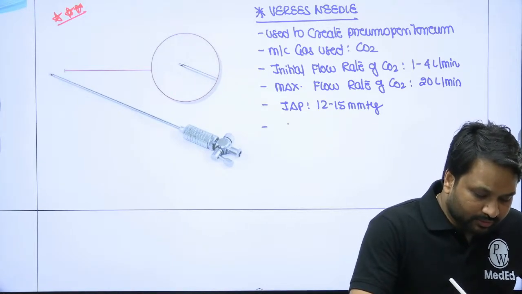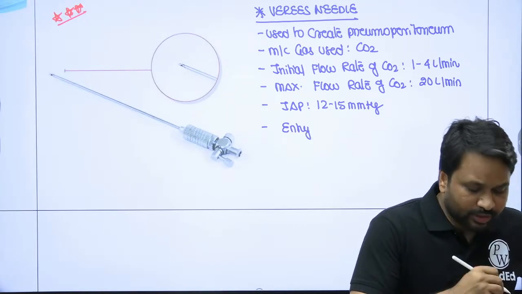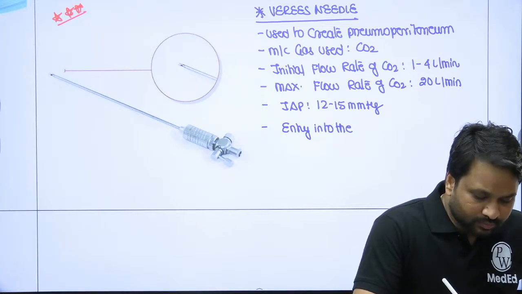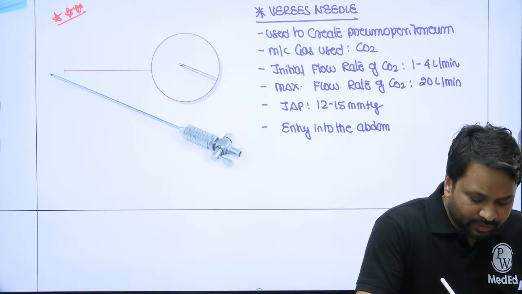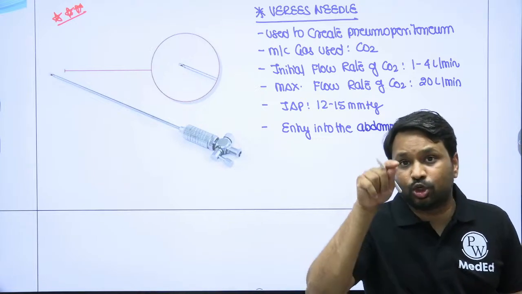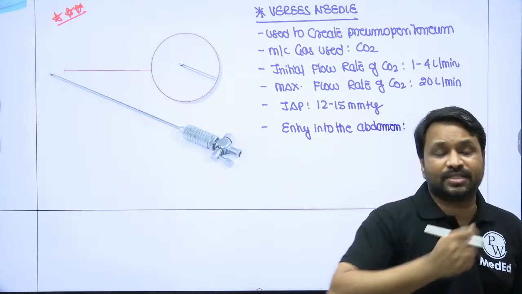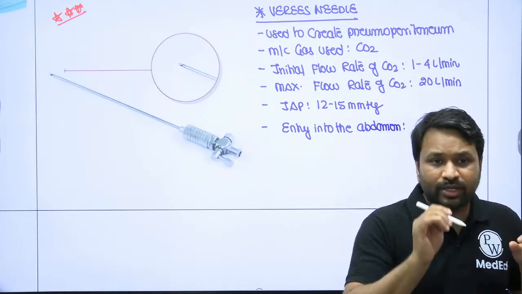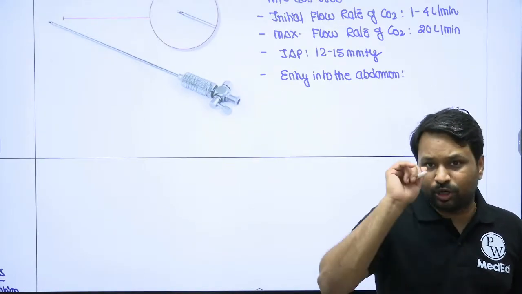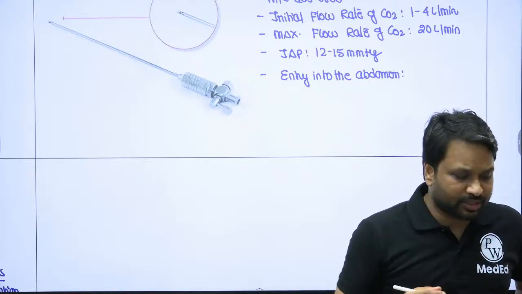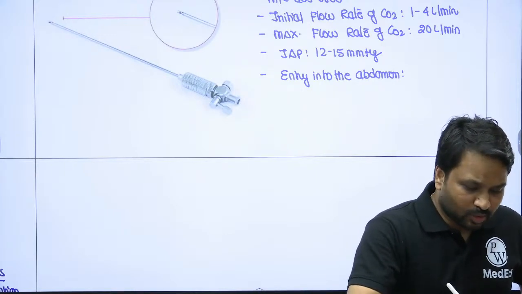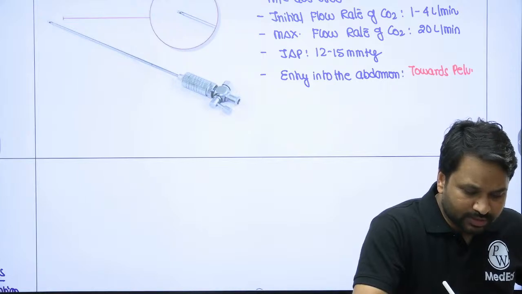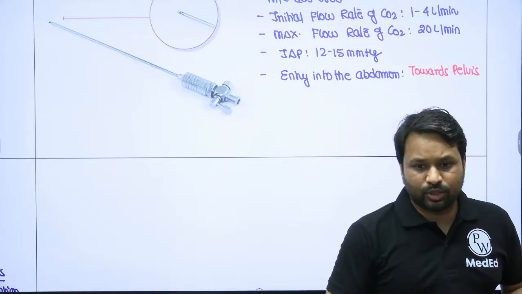Now, when you're entering into the abdomen, which side is the entry facing? Will you push the Veress needle towards the pelvis or towards the xiphisternum? You have to insert the Veress needle into the abdomen. So what is the entry direction? Is it going to be towards the pelvis or towards the xiphisternum? Any idea? It is going to be towards the pelvis.